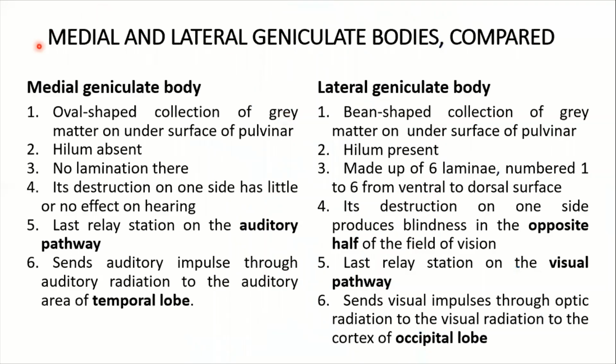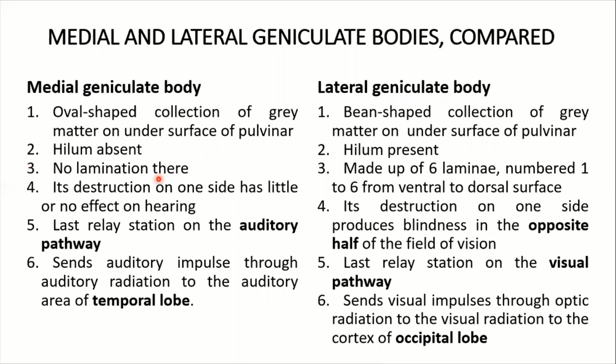So in the last slides, as you could see, this is a comparison of the medial and lateral geniculate bodies. This is the medial geniculate body. Number one is the shape. This is an oval shaped collection of the gray matter on the undersurface of the pulvinar. And this lateral geniculate body is a bean shaped collection of gray matter on the undersurface of the pulvinar. And in the medial geniculate body, hilum is absent. And here in the lateral one, the hilum is present.